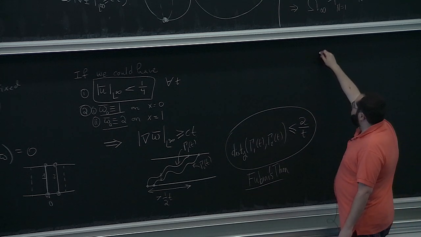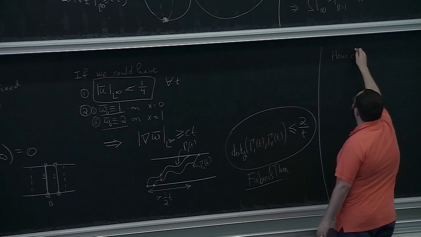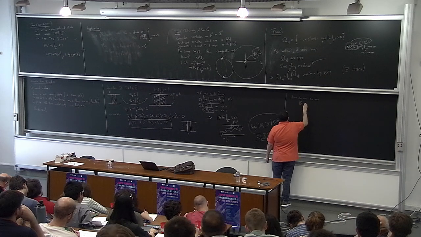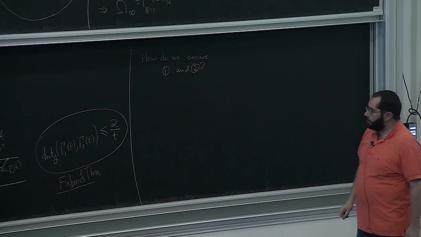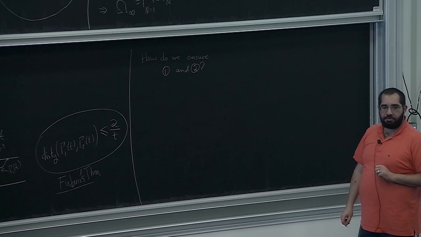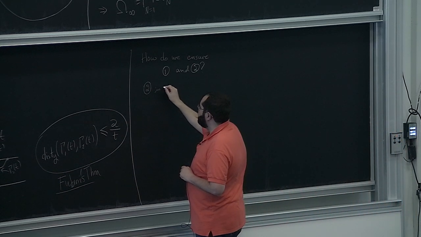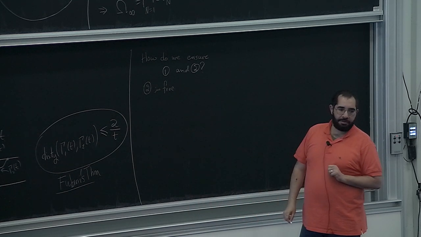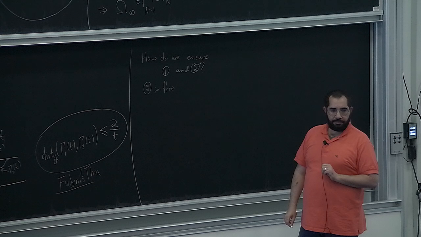Okay. How can we ensure 1 and 2? Two is a statement about the initial data, so you can do that for free. Okay, so two is free. How do you ensure one? That the L infinity norm of the velocity of the perturbation is less than 1/4.